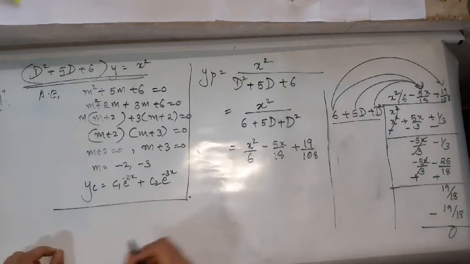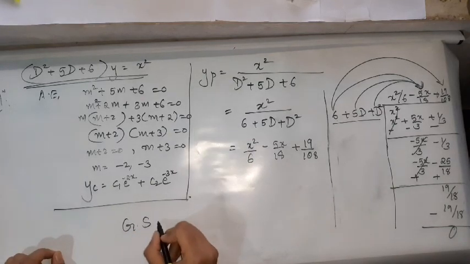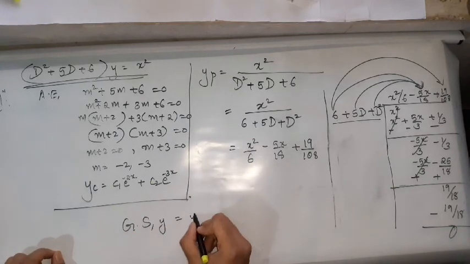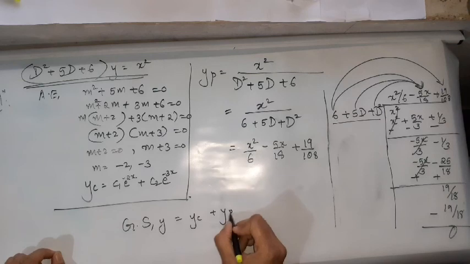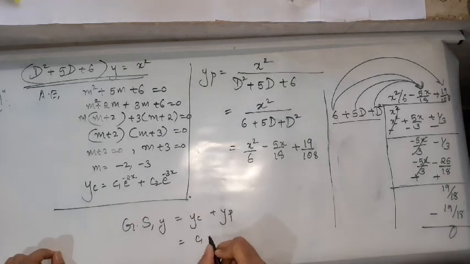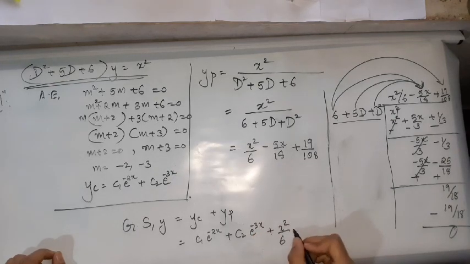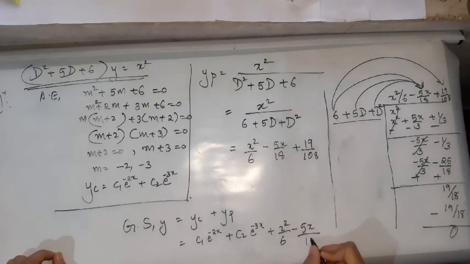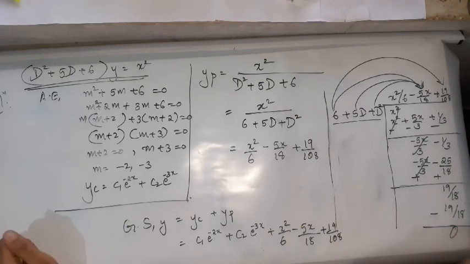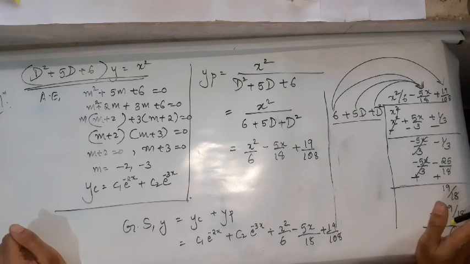So let us write the complete solution. The general solution y is equal to yc plus yp, where yc is c1 into e to the power minus 2x plus c2 into e to the power minus 3x, plus x square by 6 minus 5x by 18 plus 19 by 108. This ends the solution for this problem.